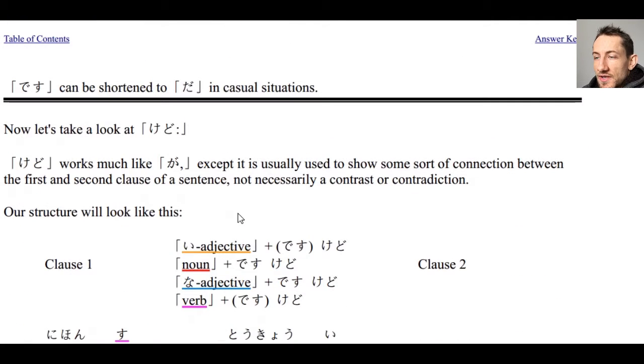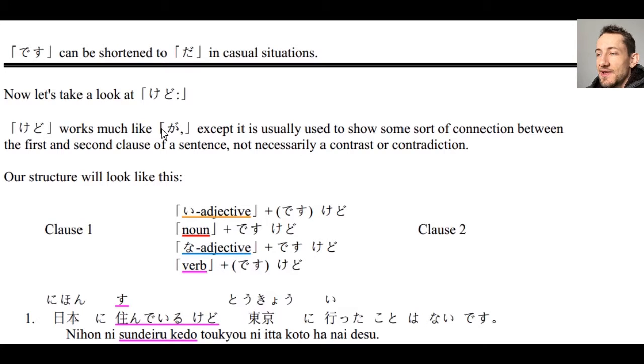All right, so now we'll look at kedo. It's pretty much the exact same as ga, except that we usually use it to show some kind of connection between the first and second clause, not necessarily a contradiction. Like, I studied for the test, but I failed. That's a contradiction, right? If you study for the test, you should pass. In that case, we would probably use ga. You could use kedo, but ga shows more of a contrast, and kedo shows more of a connection.